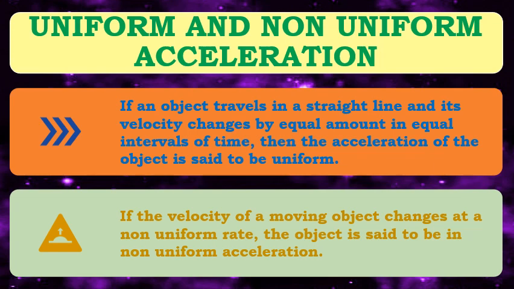So uniform acceleration will happen when an object travels in a straight line and the velocity changes by an equal amount in equal intervals of time. What about non-uniform? The velocity will change at a non-uniform rate. Then you say that it is a non-uniform acceleration.